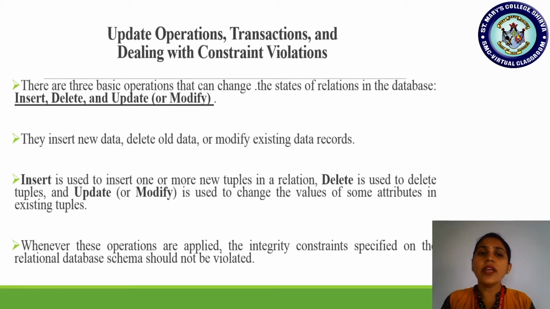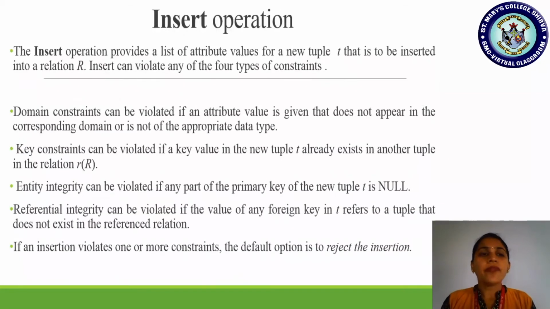Understood? So whenever we are inserting information, we should take care that none of the integrity constraints is violated. Okay, and like that, for deleting also we should take care, modifying also we should take care. And in the upcoming discussion I'll be telling with examples how these violations are found or how issues arise. Okay, first one, insert operation. The insert operation provides a list of attribute values for a new tuple T that is to be inserted into a relation R.